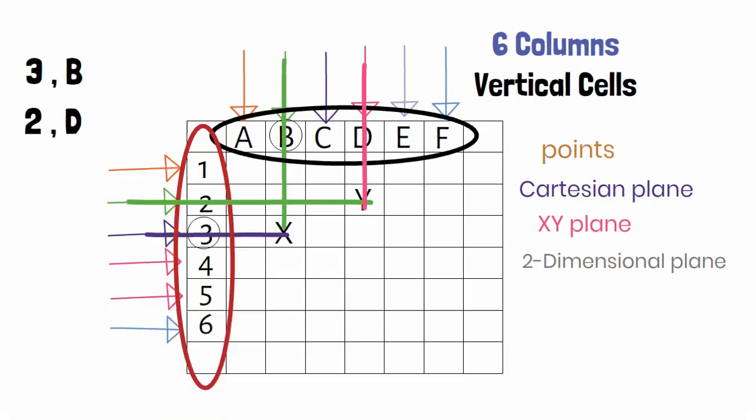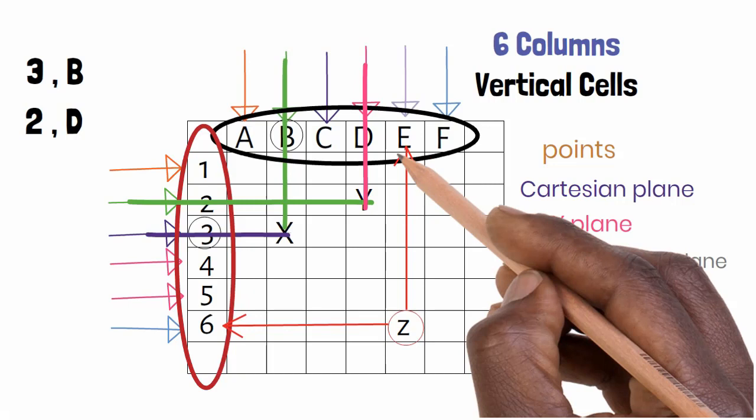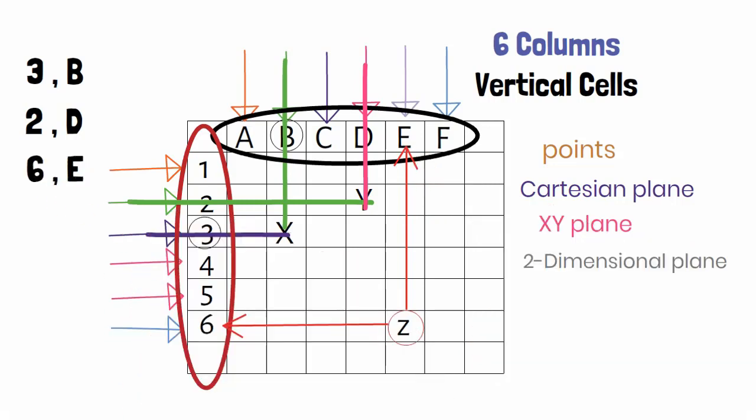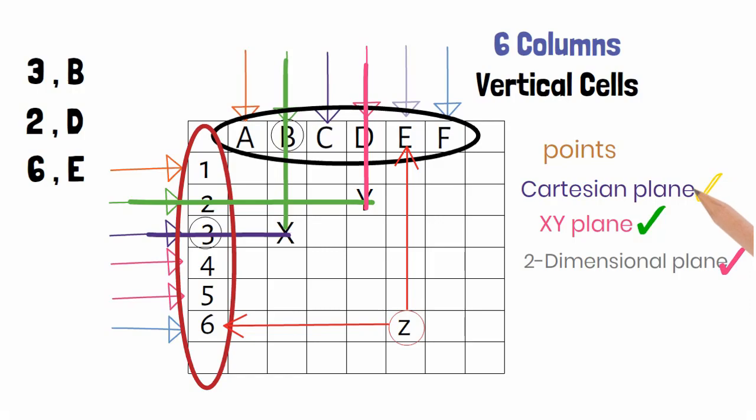In the same vein, the variable Z can be located where we have row 6 and column E, so we have 6E. So that is the whole idea about coordinate geometry. That is the ability to put a point in what we call the XY plane, in a two-dimensional plane here, and we call it the Cartesian plane.